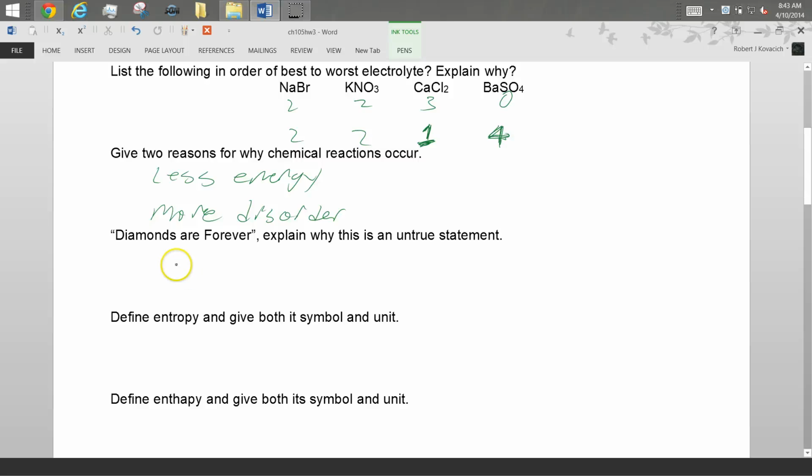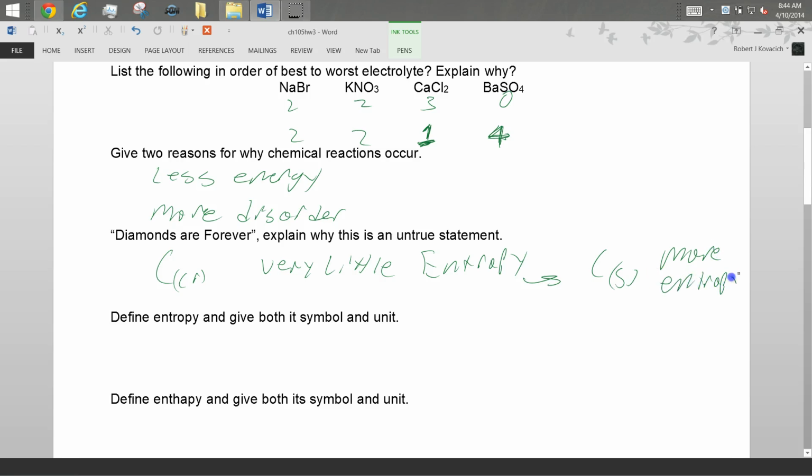Why are diamonds not forever? Because carbon in its crystalline state has what? What can you say about carbon in its crystalline state? Yeah, okay, so it has very little entropy. And what nature wants is for that carbon to have more entropy. So it'll turn itself eventually into carbon graphite, which has more entropy. Just wait long enough and it'll break itself down.